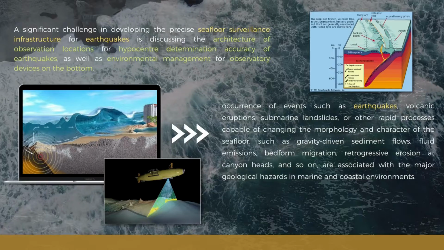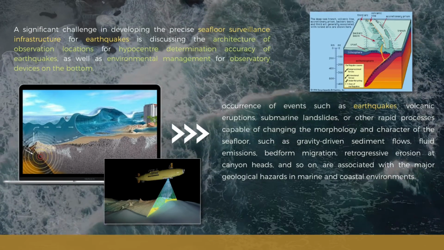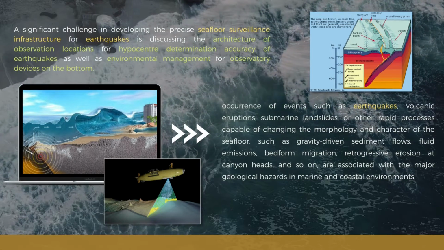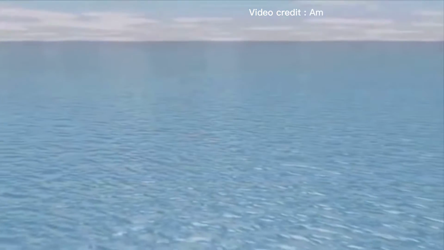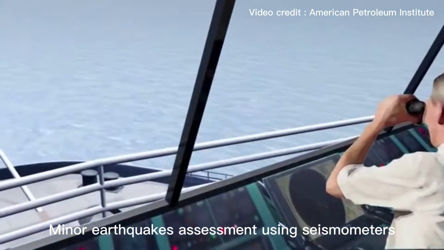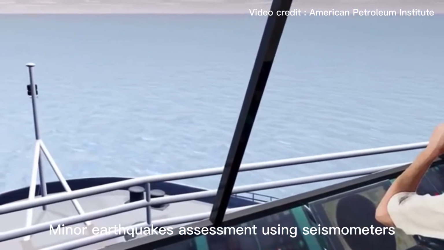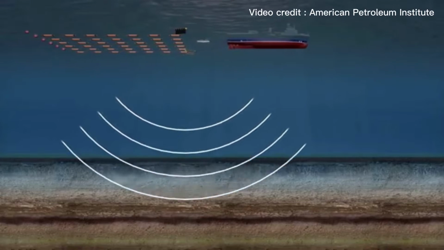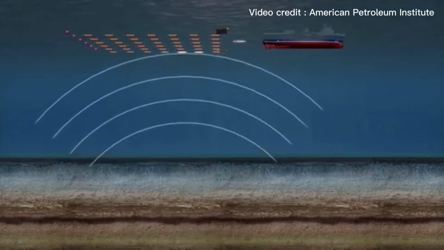The occurrence of events such as earthquakes, volcanic eruptions, submarine landslides, or other rapid processes capable of changing the morphology and character of the seafloor, such as gravity-driven sediment flows, fluid emissions, platform migration, progressive erosion at canyon heads, and so on. Marine researchers can keep track of minor earthquakes caused by the movement of tides in the deep ocean by placing data collecting ocean bottom seismometers. These little earthquakes are caused by the daily expansion and contraction of the seafloor caused by the tides.